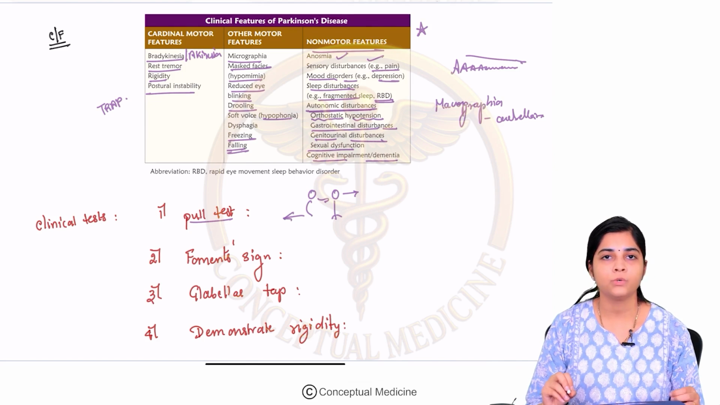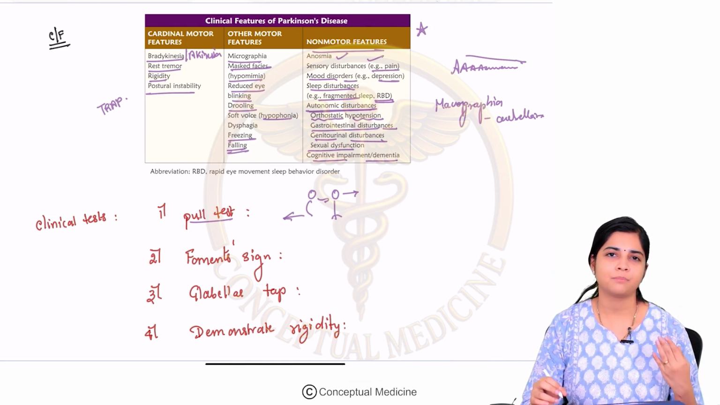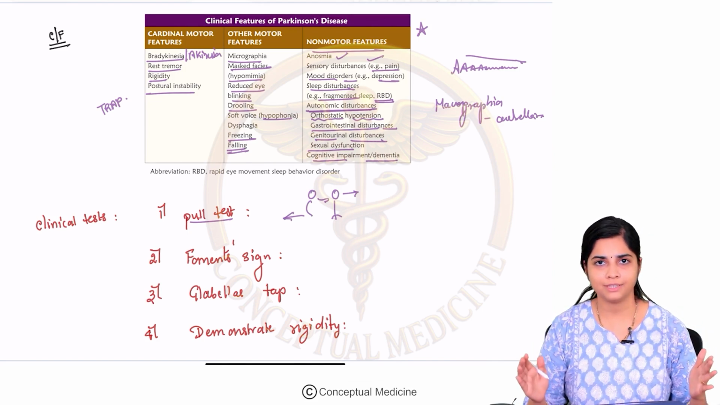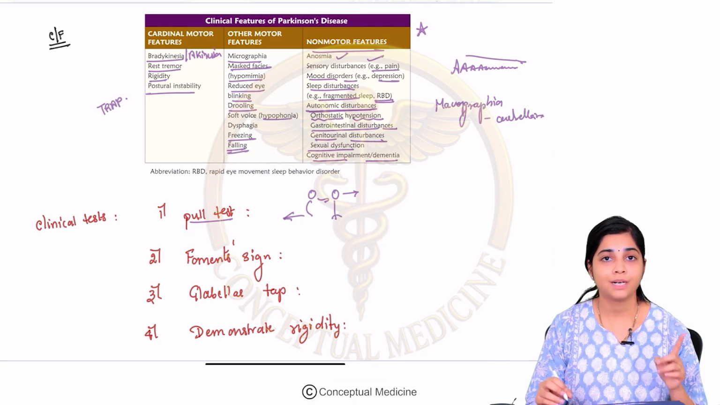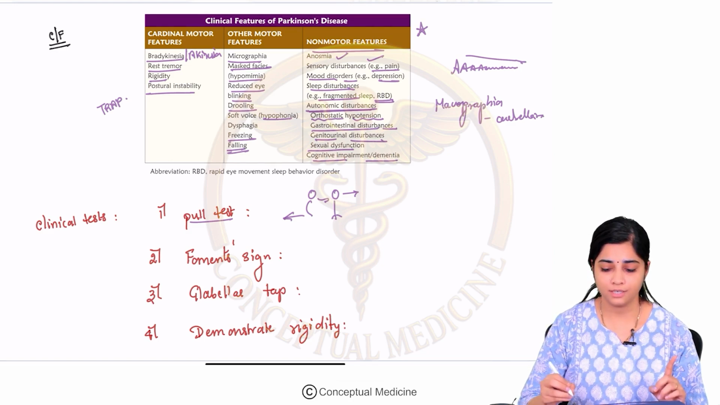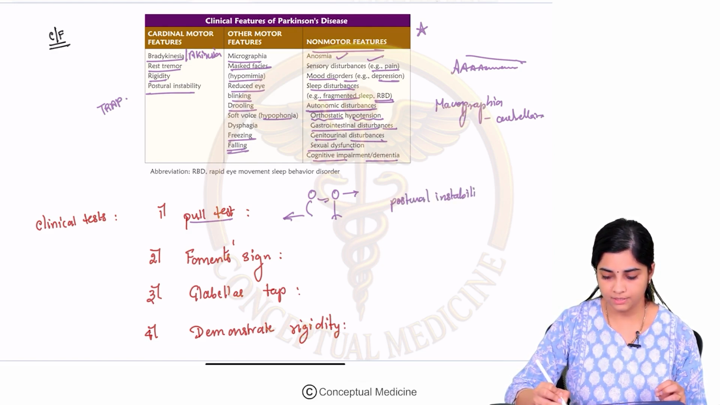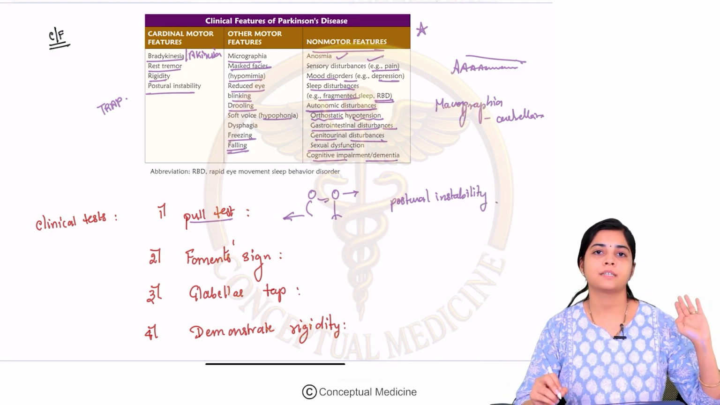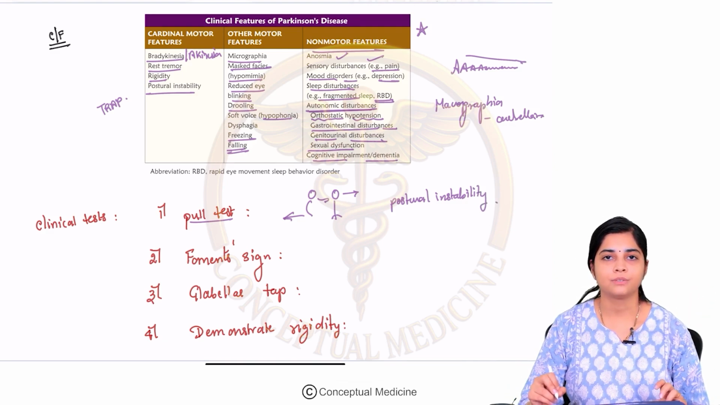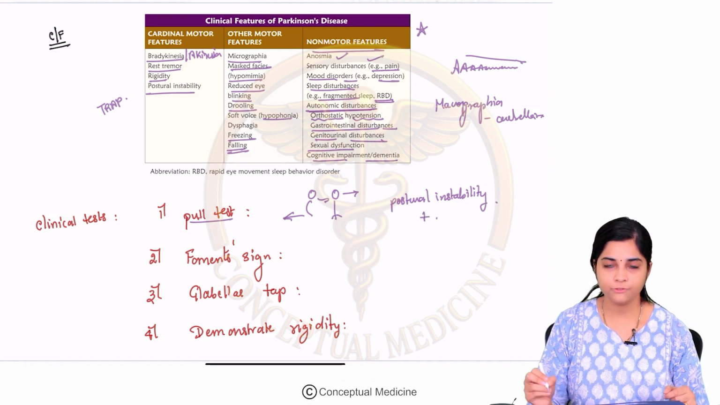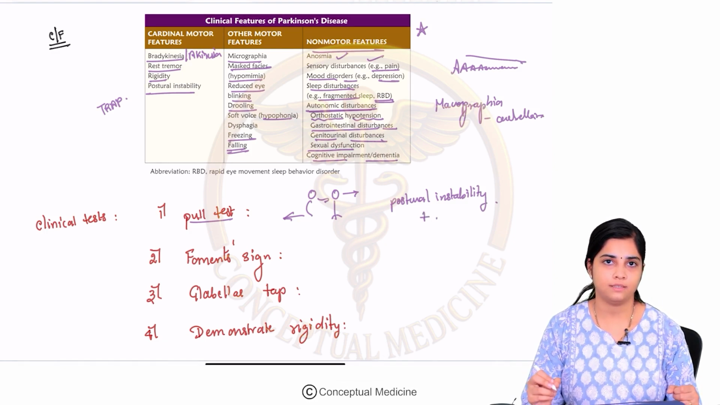Someone who is normal will move back maybe around 2 to 3 steps, and after that he gains his stability. But a Parkinson's disease patient, because of postural instability, will continue to move backwards and even fall down. So this pull test is positive in patients with Parkinson's disease.